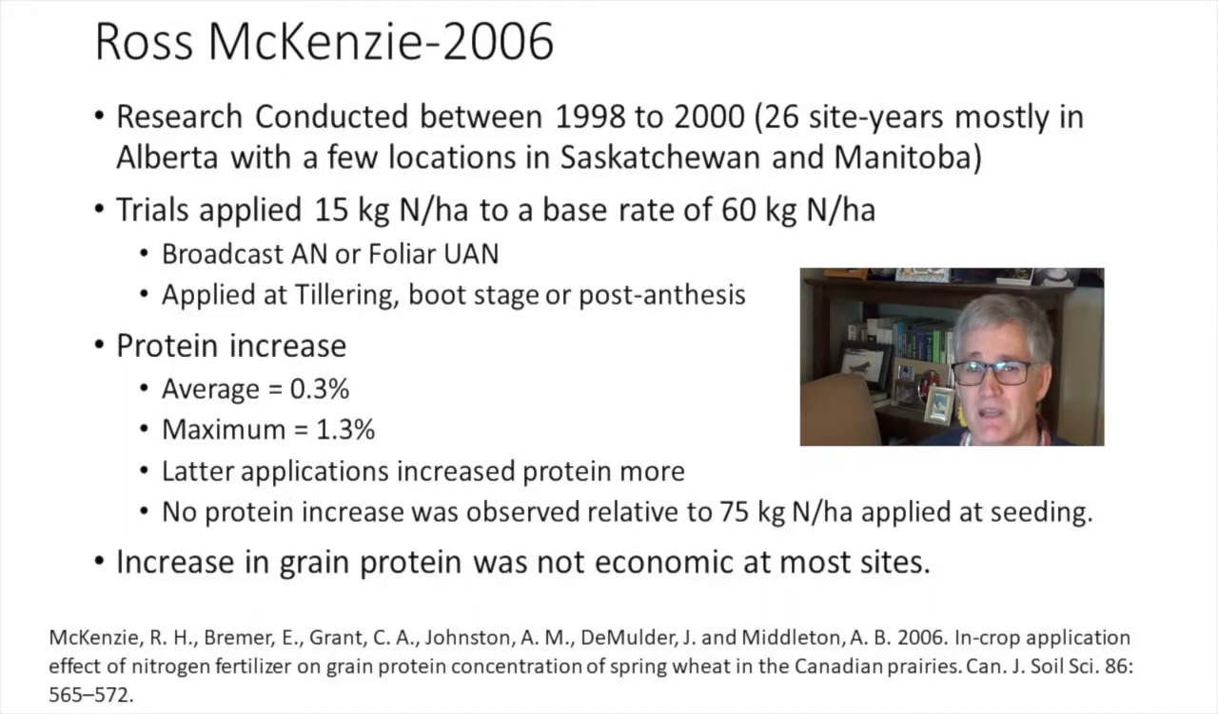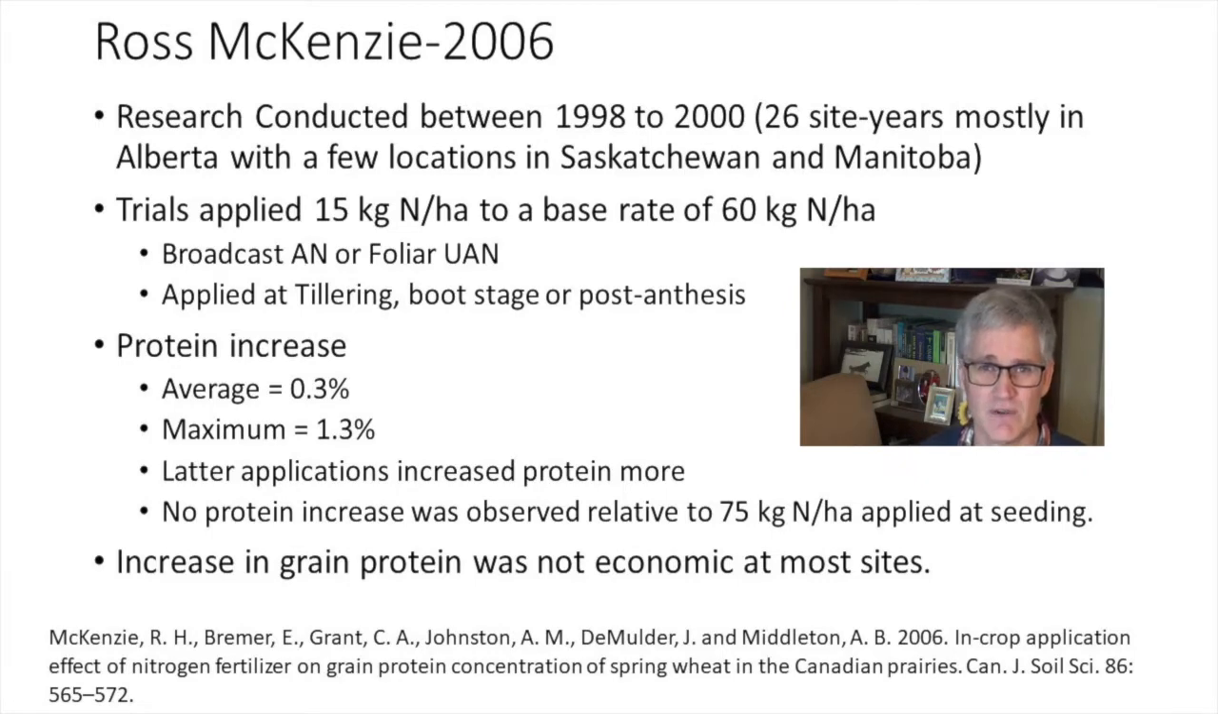So, what has past research found regarding late season application of nitrogen for increasing grain protein? Let's start with Ross Mackenzie. From 1998 to the year 2000, he had 26 site years that were conducted across Alberta, Saskatchewan and Manitoba. Most of it was in Alberta. The rates of nitrogen weren't that high, which I guess is sort of a reflection of the time this was conducted, but they looked at 15 kilograms of nitrogen per hectare to a base rate of 60 kilograms of nitrogen per hectare. And they looked at ammonium nitrate and foliar applications of UAN.